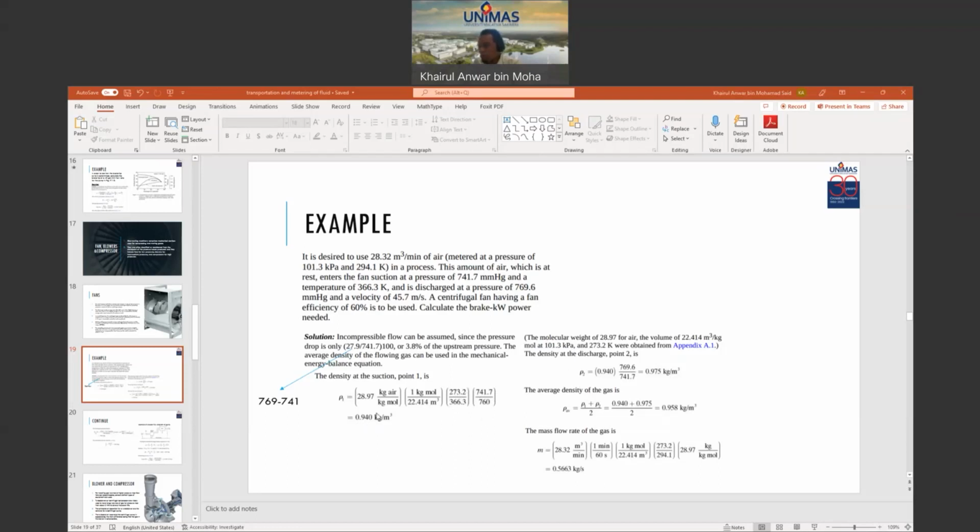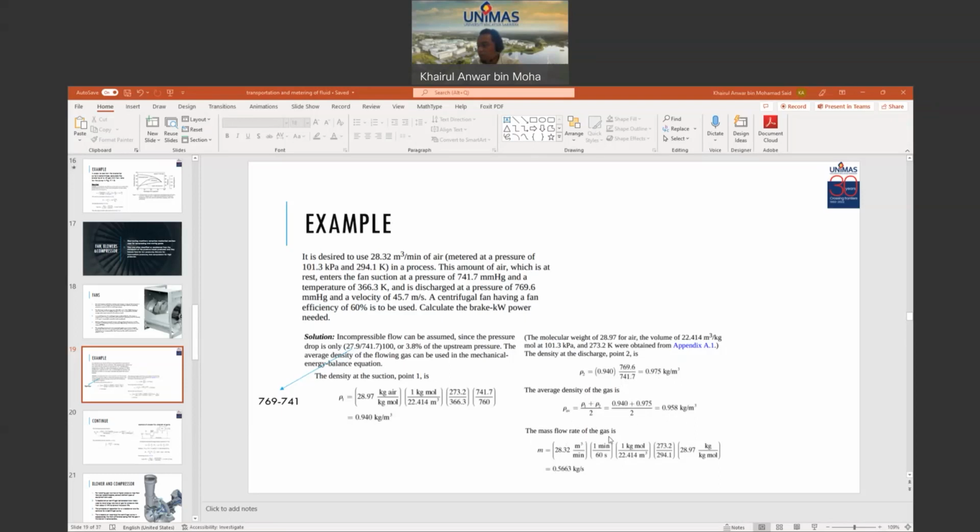So using rho 1, you can calculate rho 2, while the pressure ratio is 769 over 741, which is discharge and suction pressure. You get 0.97 kilogram per meter cube, and the average is 0.958 kilogram per meter cube.